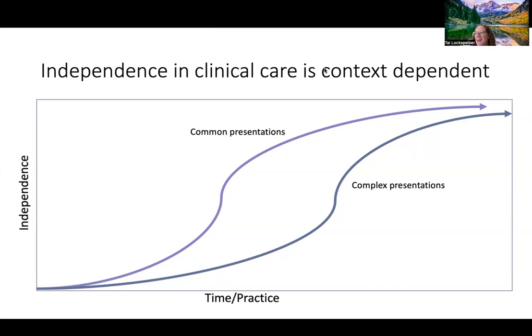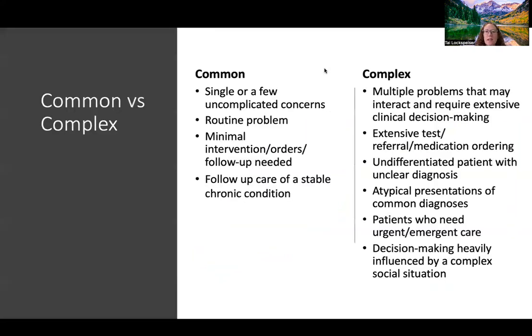The key difference between common and complex isn't always just the diagnosis. A patient with a fever could be common or complex. The difference instead lies in the amount and complexity of the clinical decision-making or doctoring that is needed for a patient at this visit. This list includes some key differentiations between common and complex patients. A common patient has a single or a few uncomplicated concerns, routine problem solving, minimal intervention done, and follow-up care of a stable chronic condition.